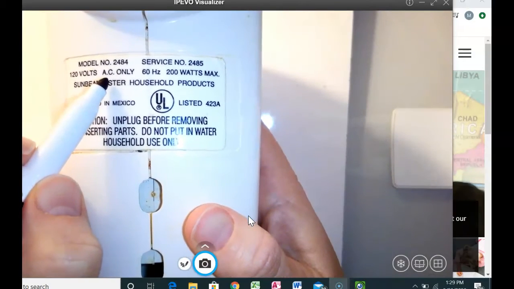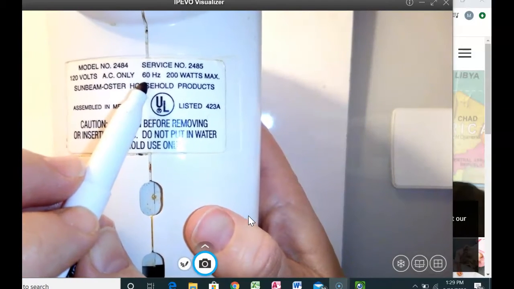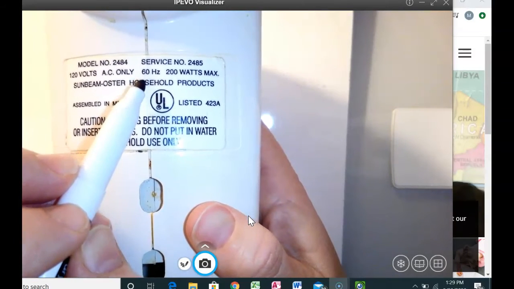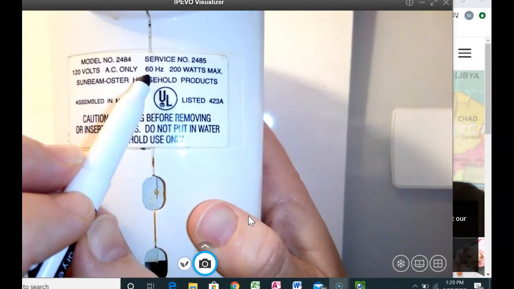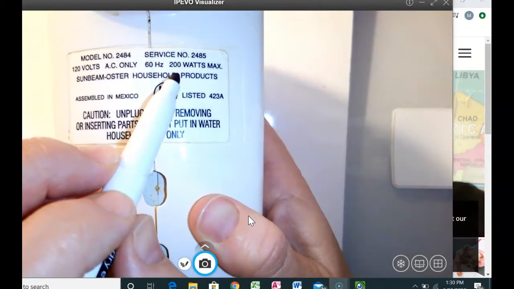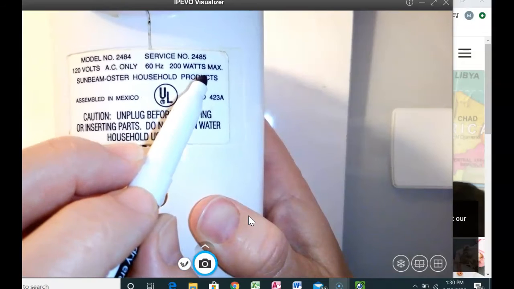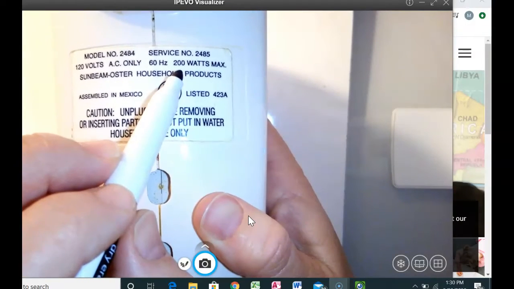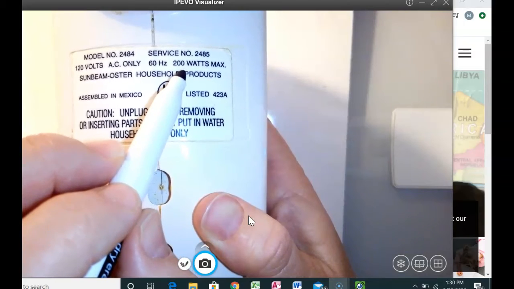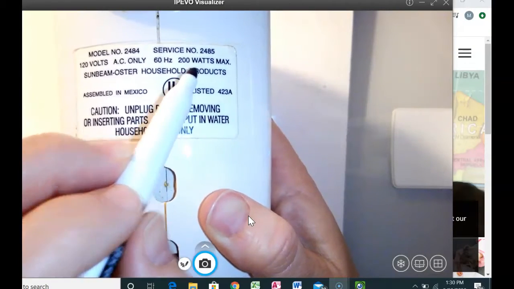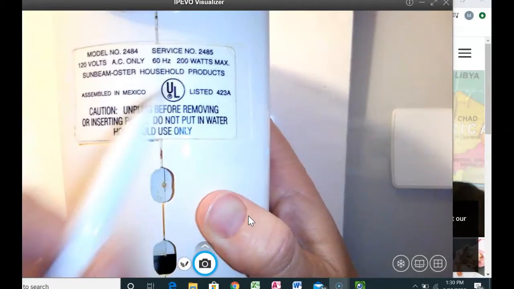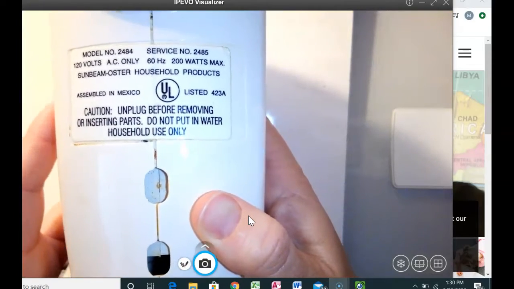It tells me it's alternating current only. 60 hertz, that is the speed and the rate at which the electricity changes directions. So 60 times a second it changes directions is what hertz means there. And then 200 watts. We're going to assume that we're using max power, which just means high speed. So at its highest speed, it is going to consume 200 watts of power. So the two important things here are the 120 volts and the 200 watts. If I have that, I can figure out the current again.